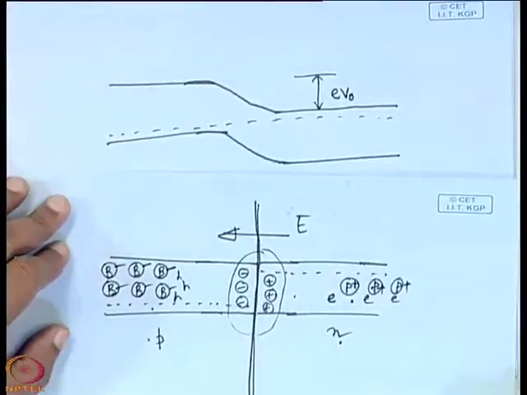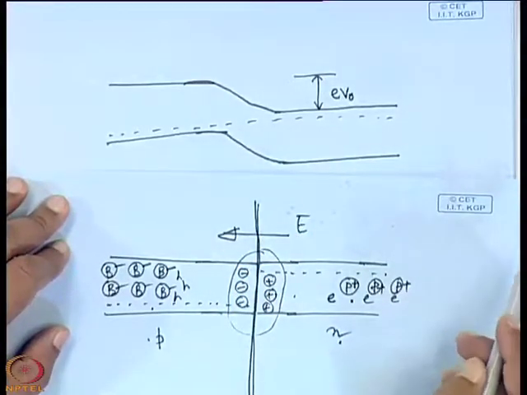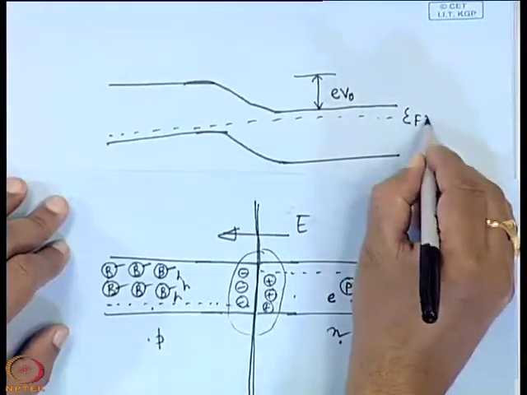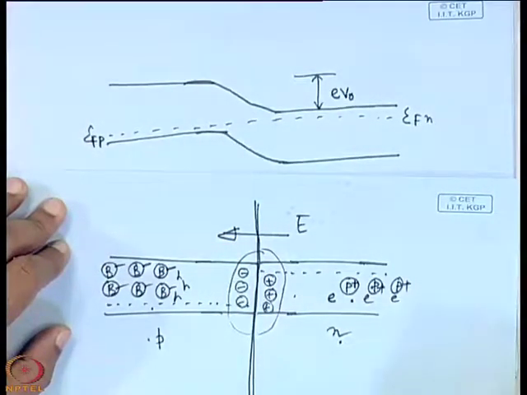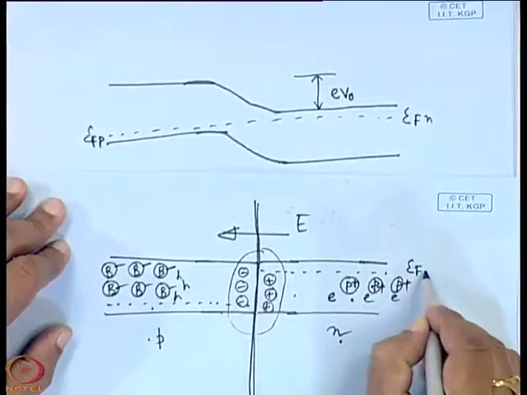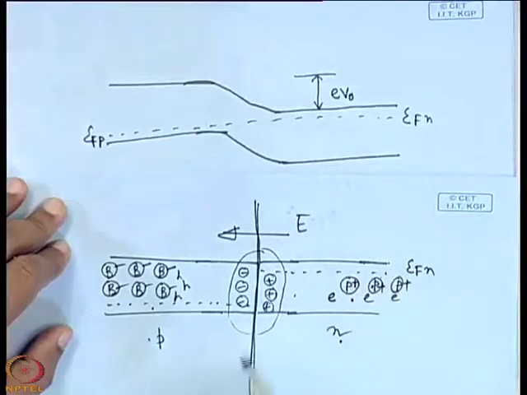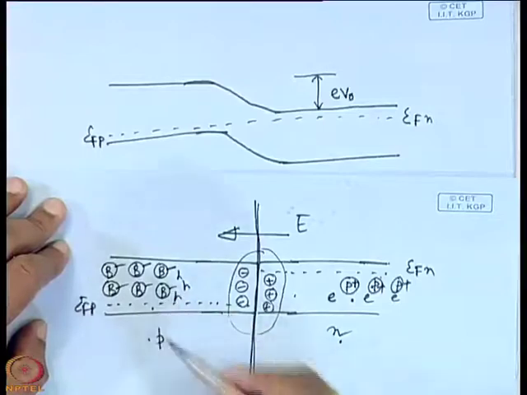What is the difference between this one and that one? Here you see that throughout the material there is only one Fermi level. It is aligned. A single Fermi level. Here there were two Fermi levels. This is EFN, which was just below the conduction band of the N type, and this is EFP, which was just above the valence band of the P region. Two Fermi levels were there for two different regions.